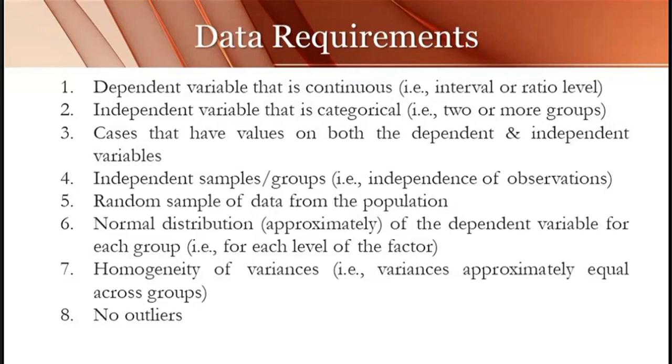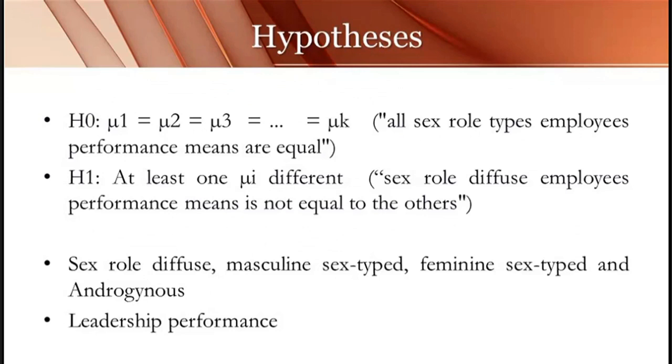Now, I was talking about the example where, as an employer, I'm looking at my employees and how they identify themselves with regard to sex role type. We have four categories: sex role diffuse, masculine sex type, feminine sex type, and androgynous. When I talk about sex role diffuse, it means as an employee, how are you identifying yourself? Are you associating towards masculine or feminine? Sex role diffuse indicates the person neither strongly belongs to the masculine type nor the feminine type.